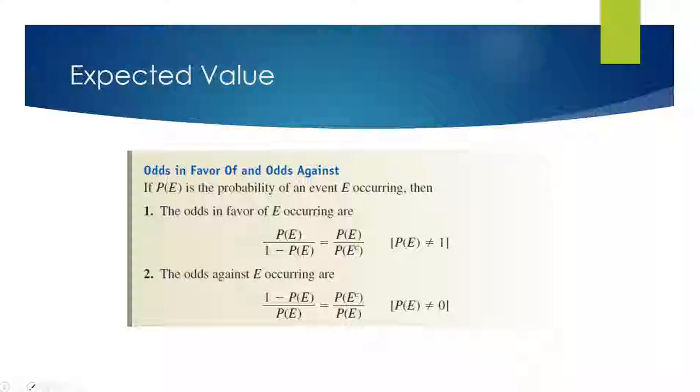Odds in favor of and odds against. As you can see, the formulas are just reciprocals of each other. When you say odds in favor, it's the probability of it occurring over 1 minus the probability of it occurring. Basically you're comparing occurring over not occurring, where odds against would be not occurring over occurring. When you take these 2 numbers together, they should total 1. Usually odds in favor have the smaller number on top, not all the time, mind you.